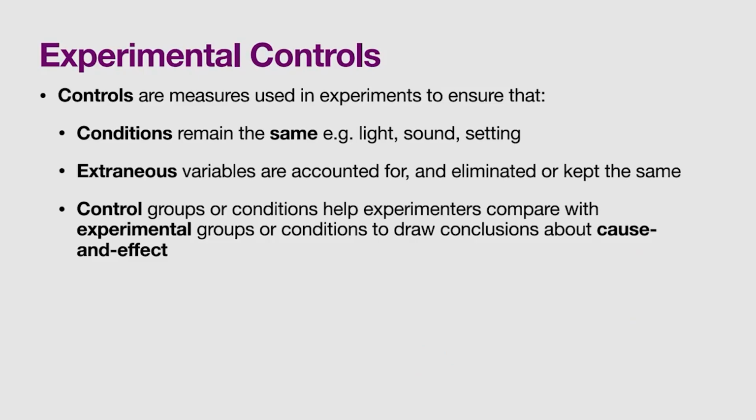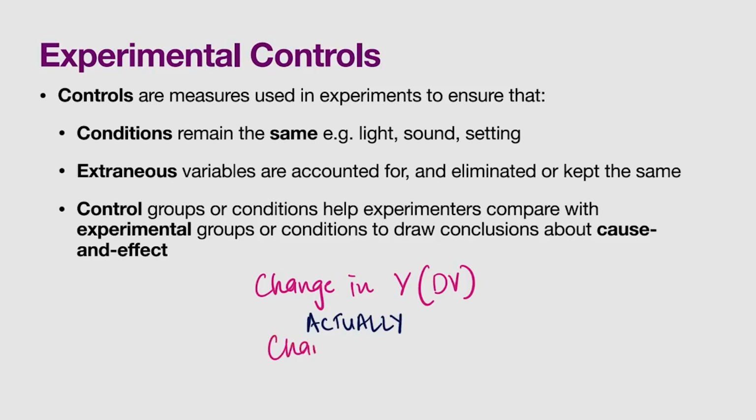So the reason controls are so important in any experiment, as I just mentioned, is that it makes it possible for the researcher to ensure that any change in Y, which is the dependent variable, is actually caused by a change in X, which is your independent variable.